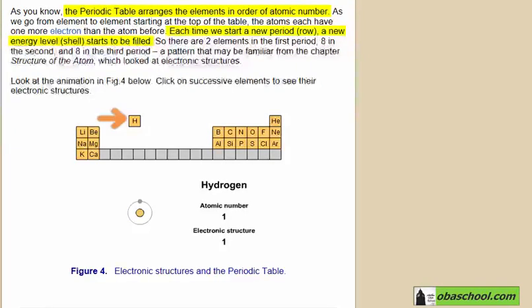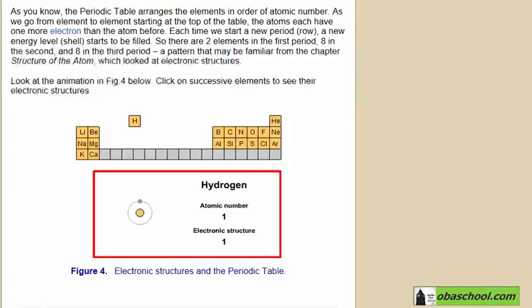So there are 2 elements in the first period, there are 8 in the second and 8 in the third period, which is a pattern that may be familiar from the chapter Structure of the Atom. Let's examine this animation. This is hydrogen. The atomic number of hydrogen is 1, so it has 1 proton and 1 electron. And this is the electronic structure. Notice that we have only 1 energy shell and 1 electron in this shell.